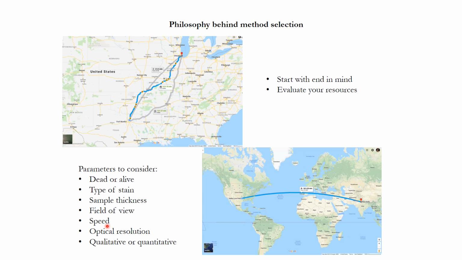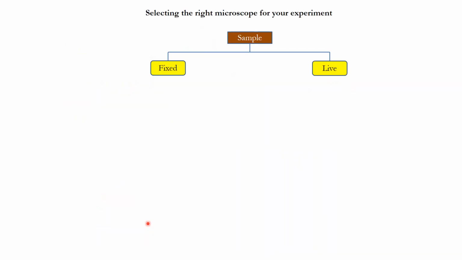Do you have all the time, it's a fixed sample, or is it a live moving sample and you want to image rapidly? What kind of optical resolution do you want, are you happy with a macroscopic image of a whole cell or do you want a subcellular compartment level of resolution? Do you want to do qualitative imaging just to show the features or do you want to do some quantitative data analysis through those images? Depending upon these parameters, you have to decide which kind of microscope to use. Here is a flowchart which I have made for you so that you can make a decision easily.